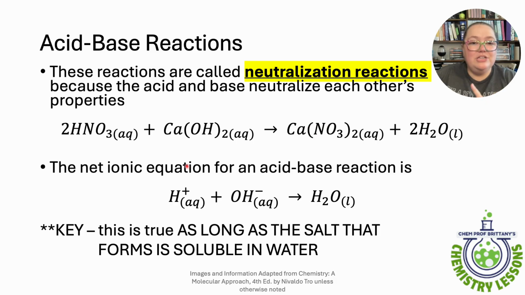The net ionic equation for any acid-base reaction is, well, not any. For an acid-base reaction, it is hydrogen ion plus hydroxide ion gives us water, as long as the salt that forms is soluble in water. So if you need to review this about solubility, go back and watch the video on solutions. I'll put a card here again so that you can review that. But again, it has to be soluble in water in order for this to be the net ionic equation.